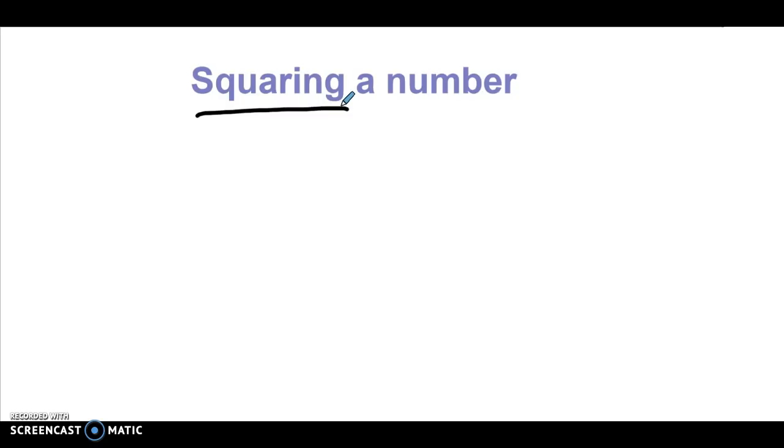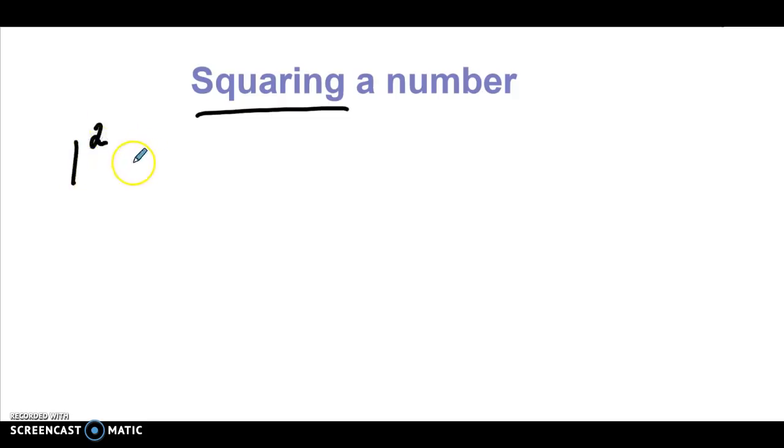Well, we don't like to say "the square of a number" all the time, so we use this little symbol of a 2. If I have 1 squared, I use a little 2 up there. That means to square a number. So what does that actually mean?